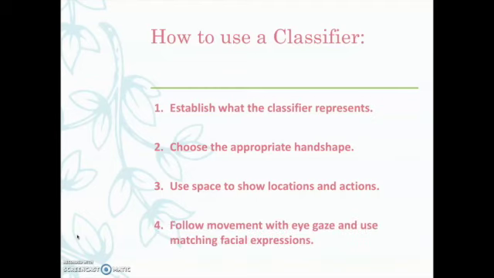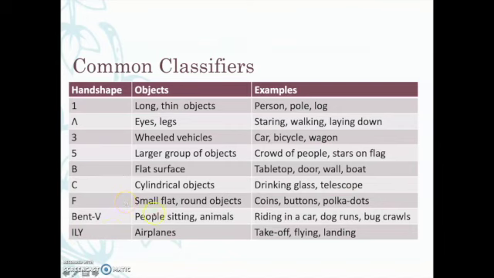And then the last step, and this is the one that often gets neglected but is really important, we need to follow the movement of whatever's going on with our eye gaze, and we need to use matching facial expressions. If there's something going on, again, we're showing and not telling, so we need to make sure our facial expressions show what's happening in the story. And they can fill in a lot of information just with our eyebrows, with our face.